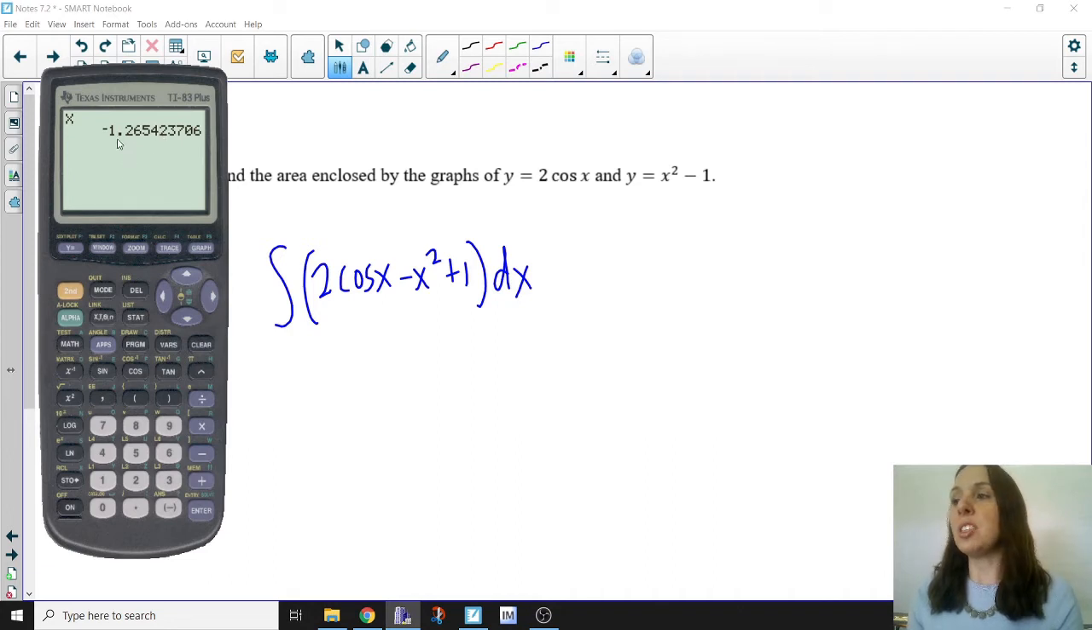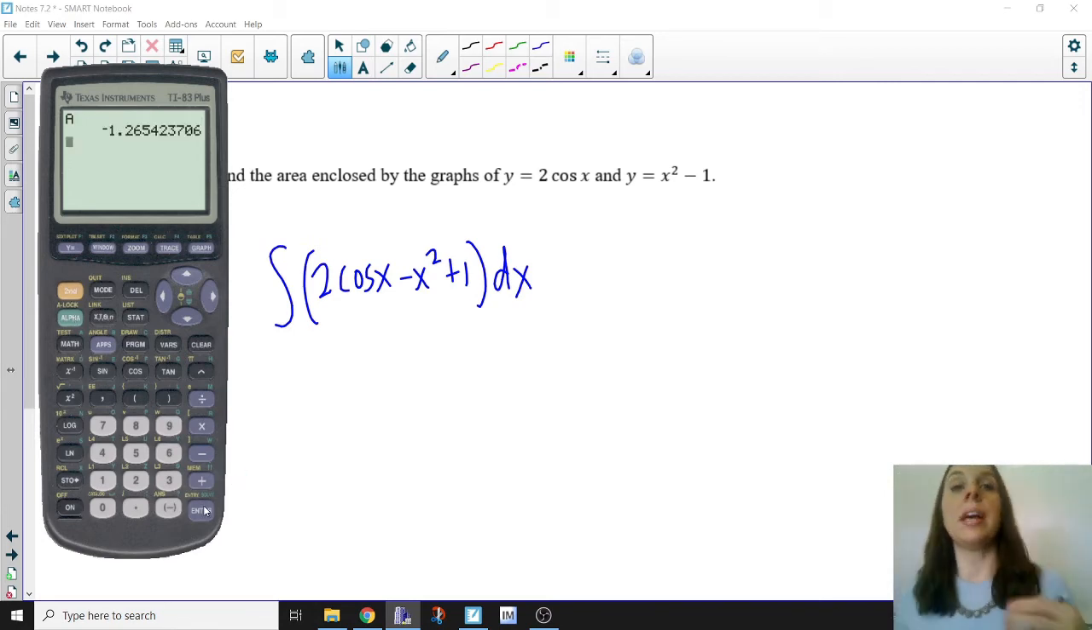Now the problem is that we need to calculate another point of intersection. We need another x value. And so I'm going to take this x and I'm going to store it. There is a button above the on button on these calculators that says STO with an arrow. When you click it, you just get an arrow. And I'm going to store it in the letter A. I hit alpha math to get the letter A. I hit enter, and that now tells me that this number is now stored in A.